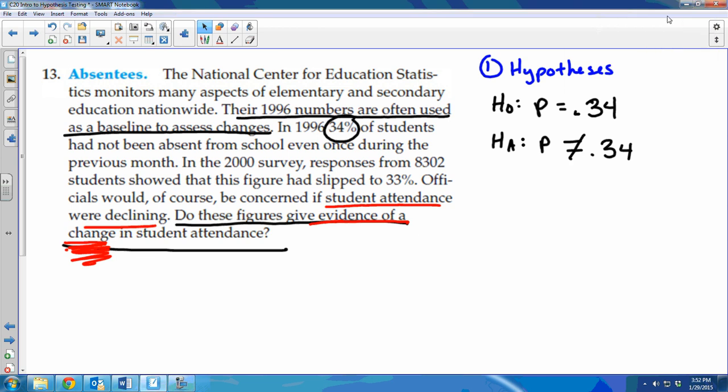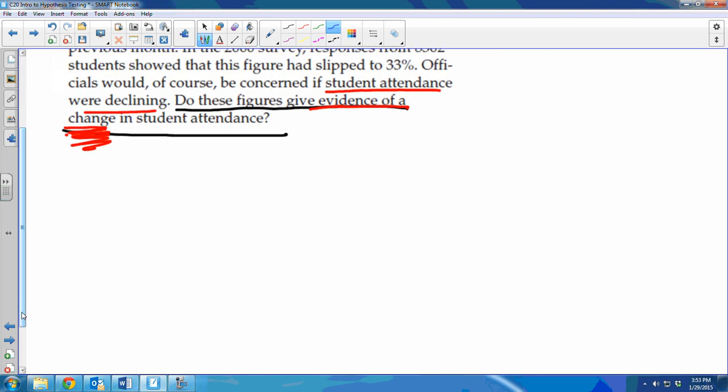So note that we still use 0.34. Both of our hypotheses, just like we talked about yesterday, are based on that no change, that one proportion. So our null is that there is no change, P still equals 0.34, and our alternative is that there has been a change, so P does not equal 0.34. So we have done the first step. There's nothing else to that step. The next step I'm going to do down here. The next step is the conditions.